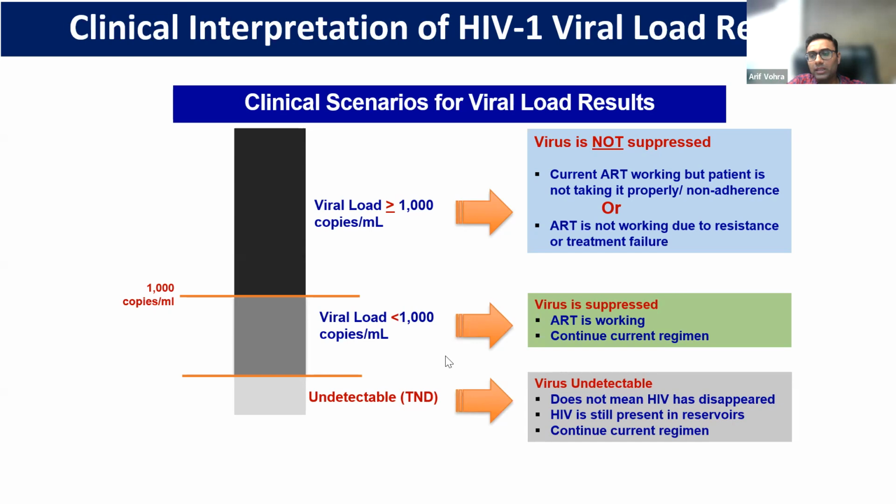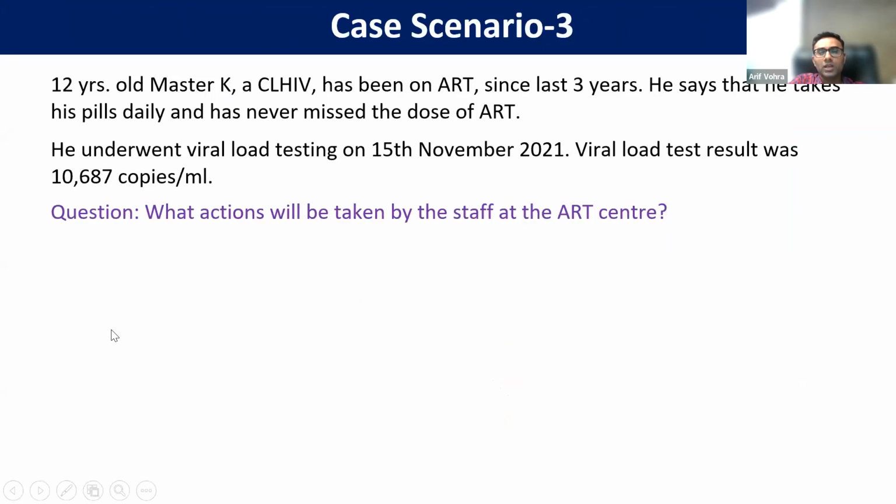And undetectable means they don't have a viral copy that can be detected, but the body is still harboring that virus. Generally we want a pregnant lady to be in the undetectable range so that we can cut down the mother to child transmission of HIV. Now, this is the third case scenario.